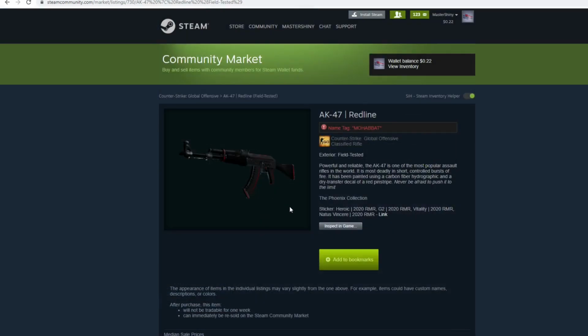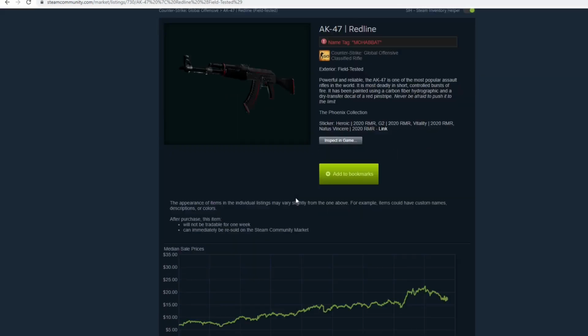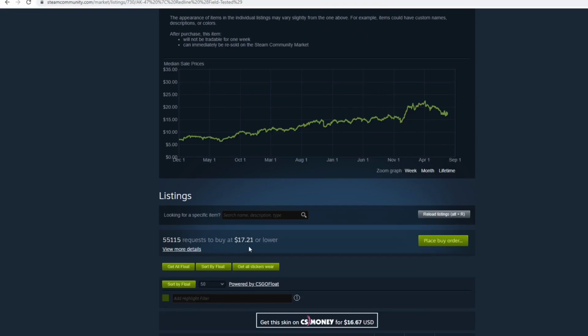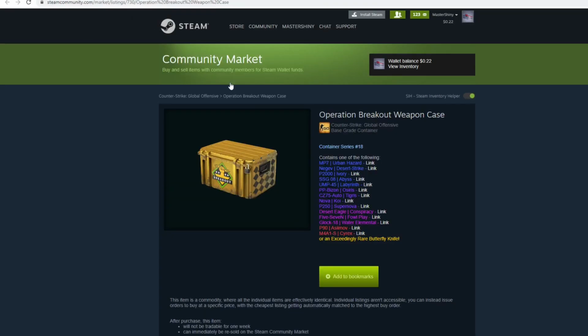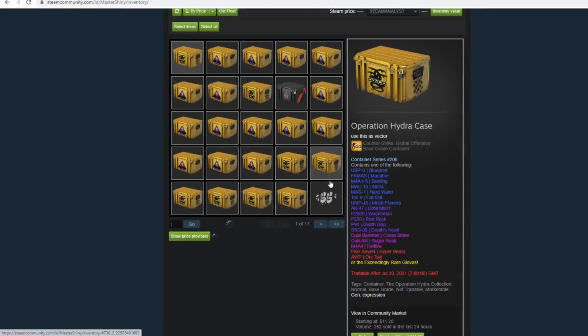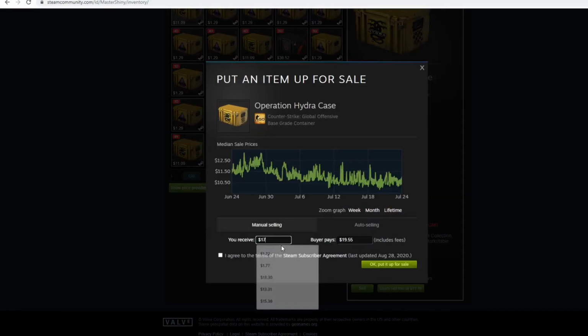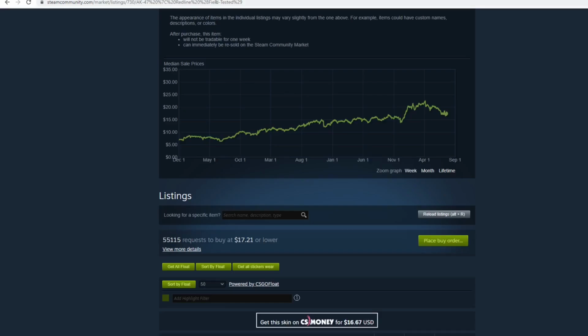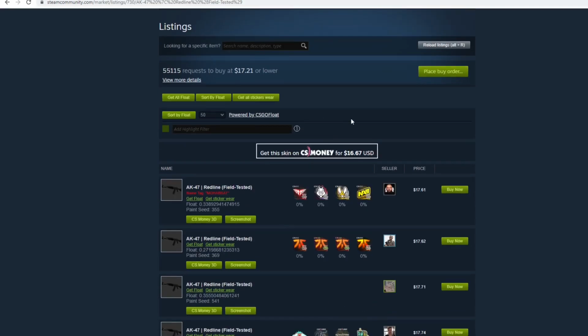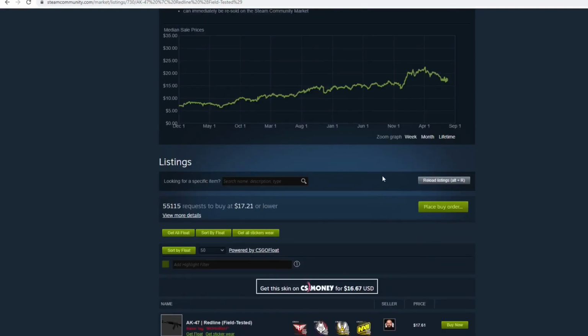Finally, then we have high tier flips. Now, high tier flips are really hard to do. Looking at the red line here, $17.21. It doesn't seem like that is really that expensive, but if we look at how much we'd have to pay, $17.21, we'd have to get someone to pay almost $20 to break even. And that's a really hard thing to do. Red line here, obviously not going to happen. It's a very popular item.